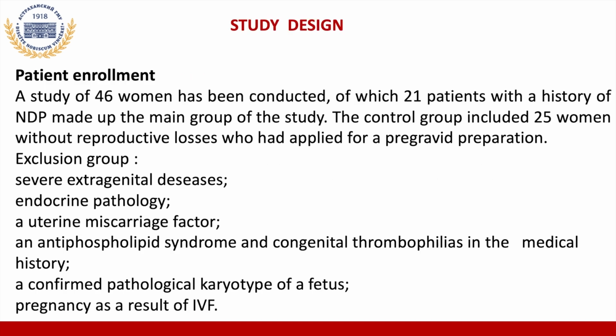A study of 46 women has been conducted, of which 21 patients with a history of non-developing pregnancy made up the main group of the study. The control group included 25 women without reproductive losses who had applied for a pregravid preparation. Patients with severe extragenital diseases, endocrine pathology, a uterine miscarriage factor, an antiphospholipid syndrome, and congenital thrombophilias in the medical history, a confirmed pathological karyotype of a fetus, pregnancy as a result of IVF were excluded from the study.